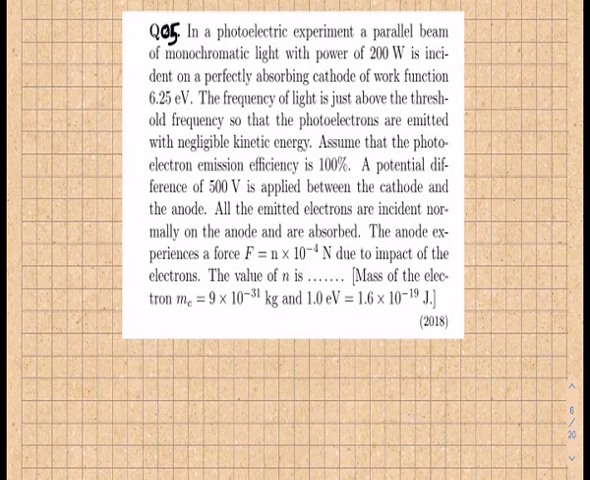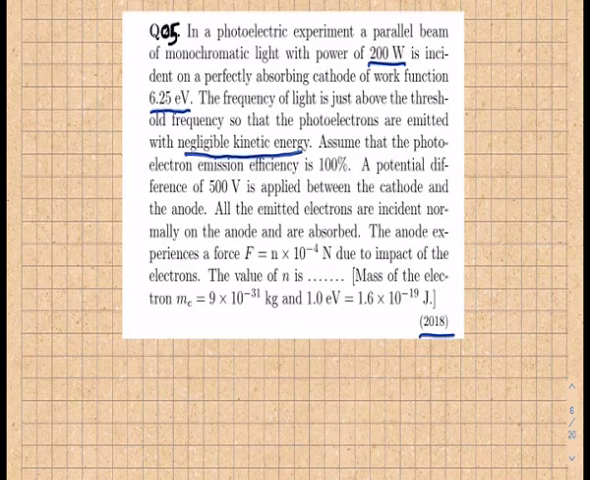Here, this was asked in 2018. In a photoelectric experiment, a parallel beam of monochromatic light with power of 200 watt is incident on a perfectly absorbing cathode of work function 6.25 electron volt. The frequency of light is just above the threshold frequency, so that the photoelectrons are emitted with negligible kinetic energy. Assume that the photoelectron emission efficiency is 100%.